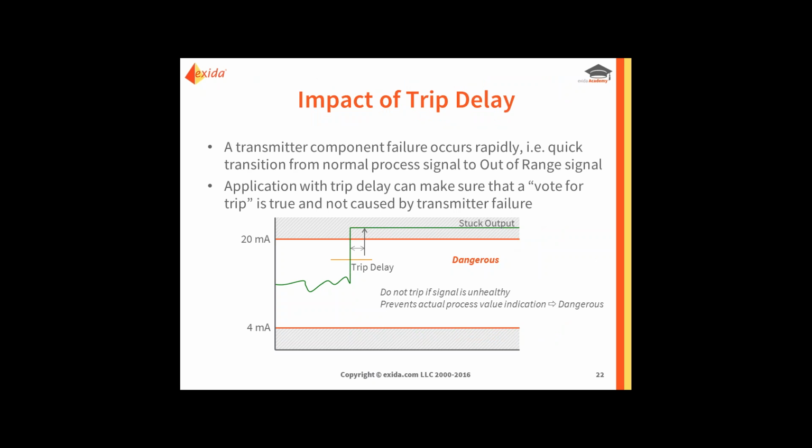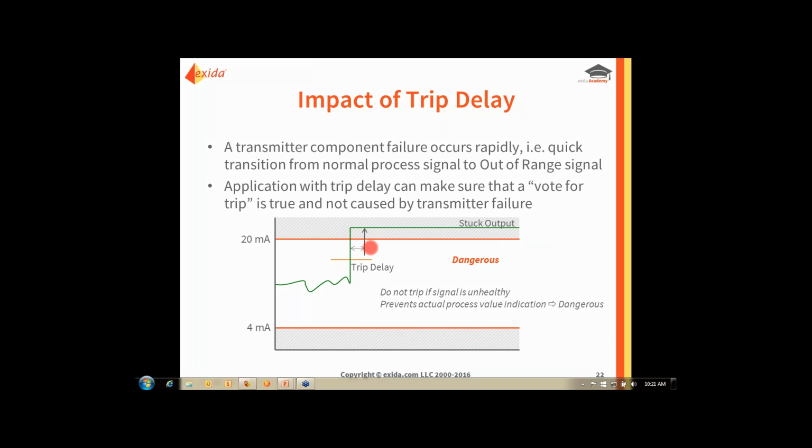Some end users like to implement, or have the ability to implement, trip delays. So we had the earlier example of a fail-high failure, where a fail-high failure will go through the trip point in a high trip case and will be considered safe because it will be initiating a trip. Process value is greater than trip value.